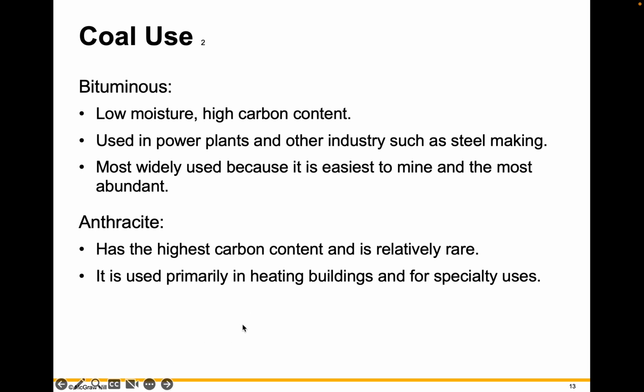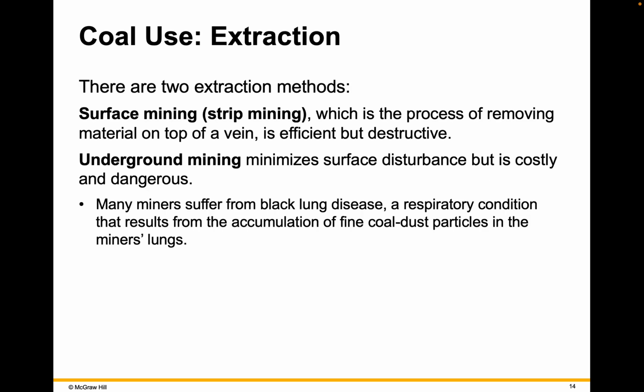Anthracite coal has the highest carbon content and is relatively rare. It's used primarily in heating buildings and for specialty uses. There are 2 different extraction methods used for extracting coal: surface mining or strip mining, which is the process of removing material on top of a vein. It's efficient but destructive to the environment on the surface of the earth, right? Underground mining minimizes surface disturbance but is costly and dangerous.